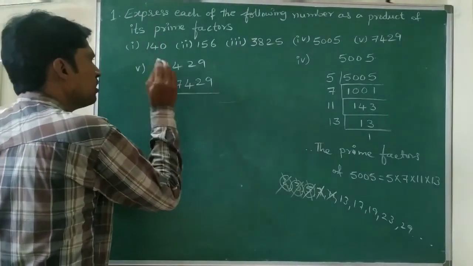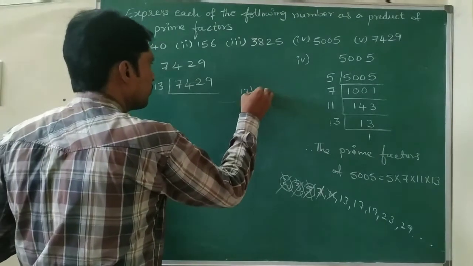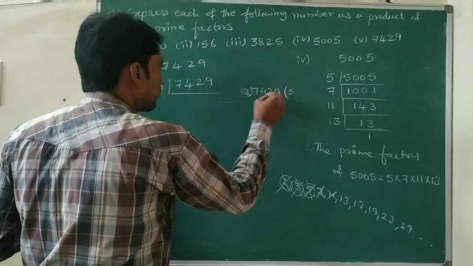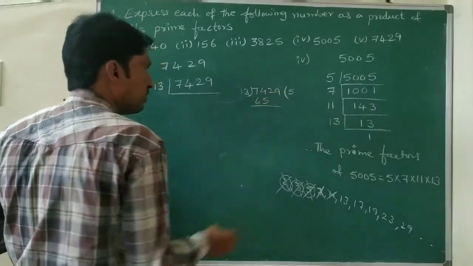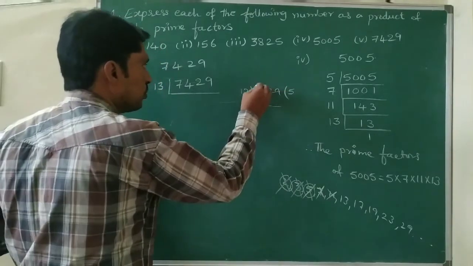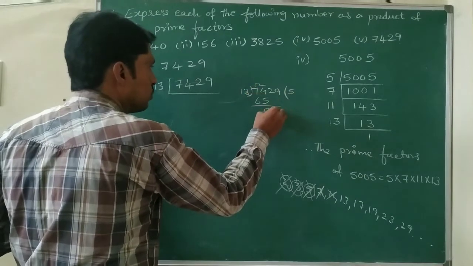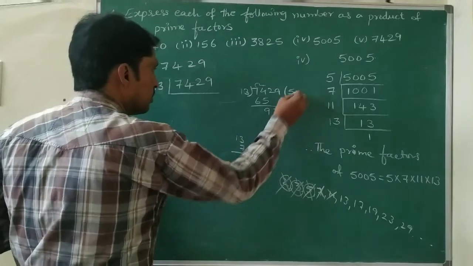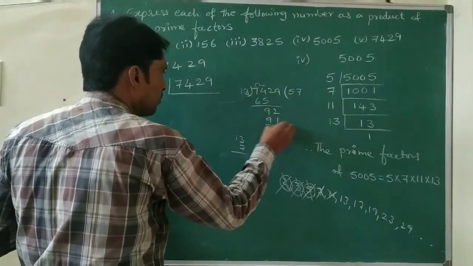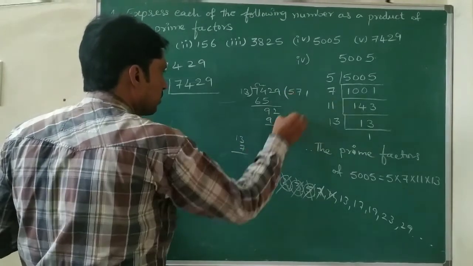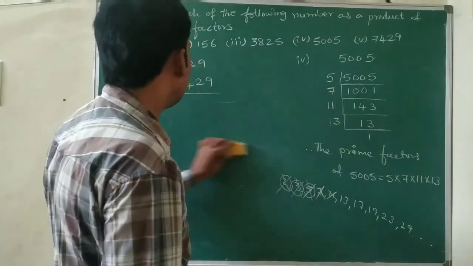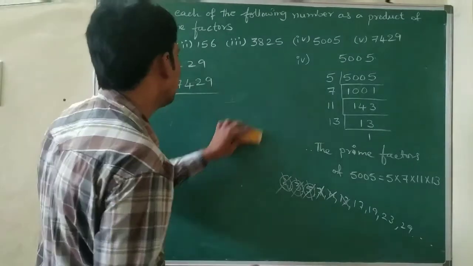Now 13. 13 table we have to check it. 74, 29. 13 5s are 65. 13 6s are 78. Means 65 only it is possible. So here 9, 2. 13 7s are 91. 13 7s are 91. 1 and 9. 13 1s are 13. Means here 13 table also it is not possible.